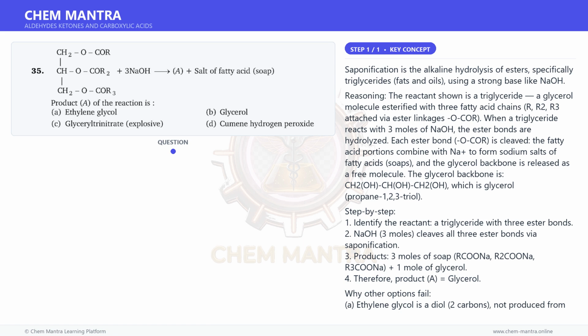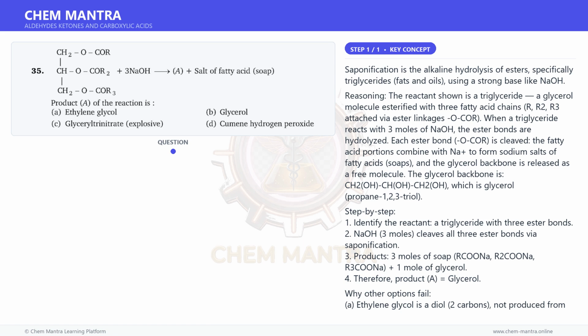Reasoning: the reactant shown is a triglyceride, a glycerol molecule esterified with 3 fatty acid chains, R1, R2, R3, attached via ester linkages, OCOR. When a triglyceride reacts with 3 moles of NaOH, the ester bonds are hydrolyzed. Each ester bond -OCOR is cleaved. The fatty acid portions combine with Na+ to form sodium salts of fatty acids, soaps, and the glycerol backbone is released as a free molecule.